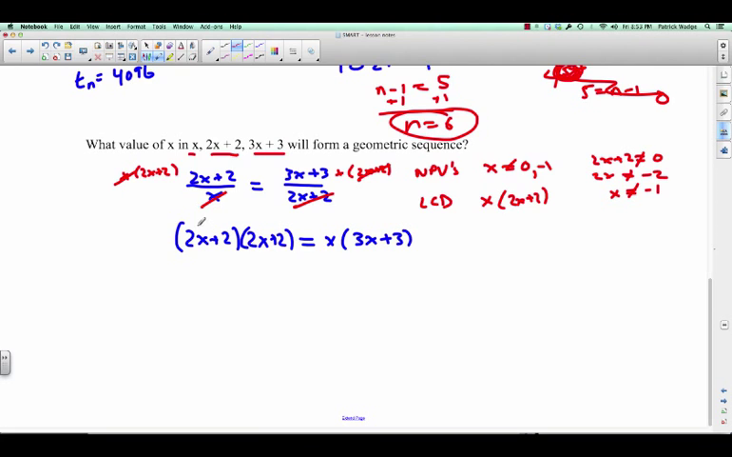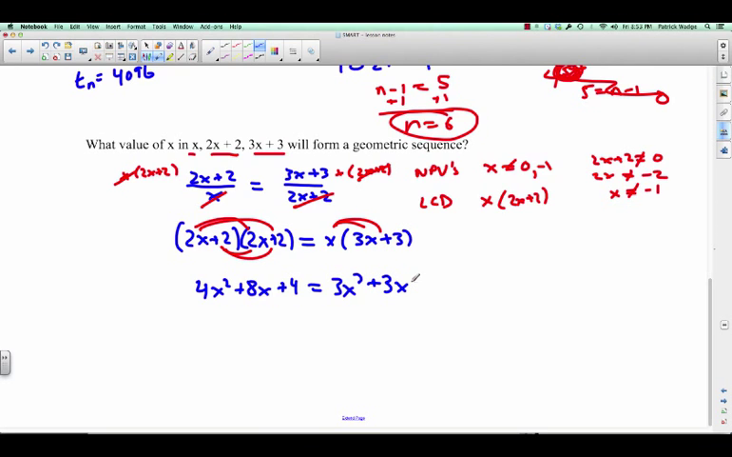Okay, over here you've got to do mountains and valleys. So you will get 2x times 2x is 4x squared. 2x times 2 is 4x, and 2 times 2x is also 4x. So 4x plus another 4x is 8x, and 2 times 2 is 4. On the other side, you just have to do mountains, and you get x times 3x is 3x squared, and x times 3 is 3x.